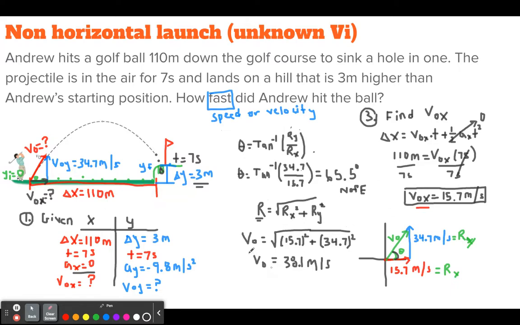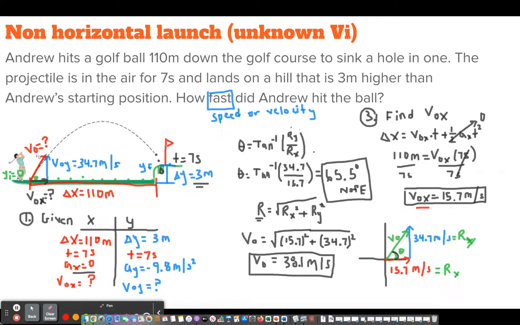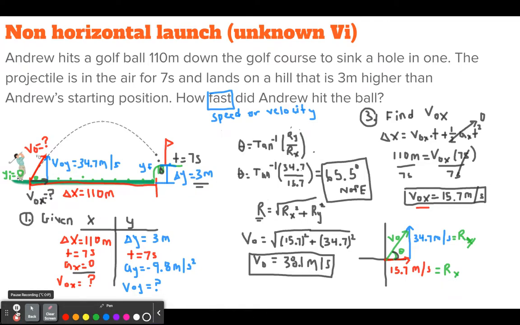Okay, so our final answer is 38.1 meters per second, 65.5 degrees north of east. That is the velocity that the golf ball was thrown at. Please make sure you have this on your notes because I will be checking it as a classwork grade that we tried to do now and wrote down the example.